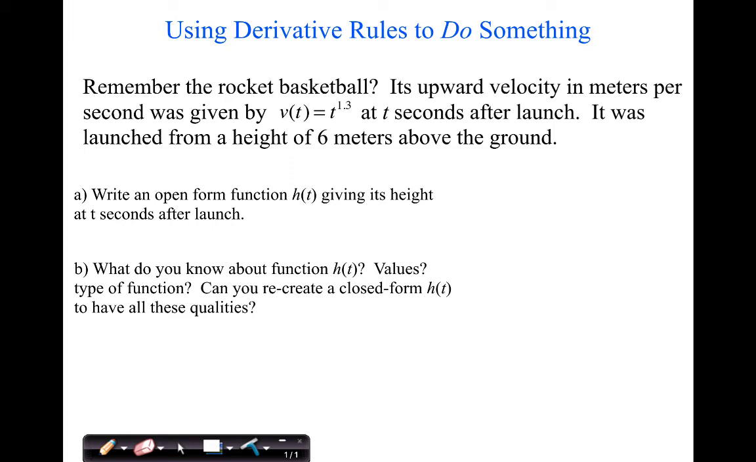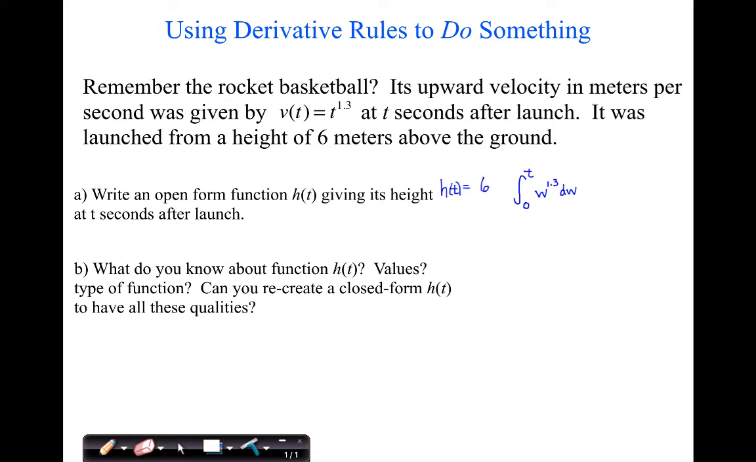So I can think about accumulating from launch until t seconds later. I do want to have this be h of t. So I'm going to use t at the top there, which means I'm not going to use t inside the integral. But my rate, this velocity, that's a rate of change of my height. I'll call it w to the 1.3 power, dw. And so this tells me the accumulated height from time 0 up until any time t.